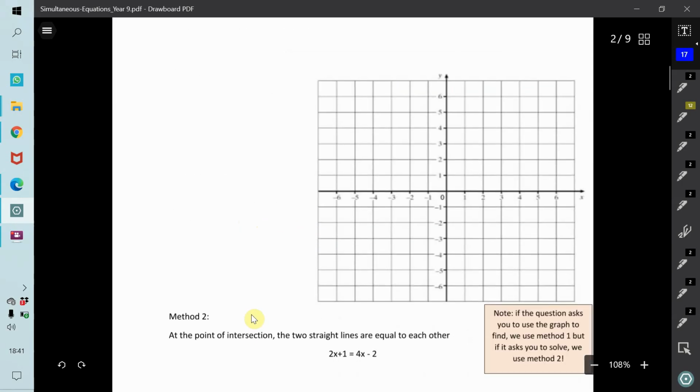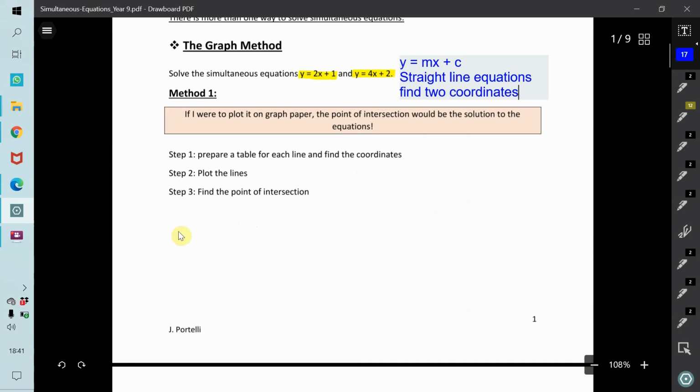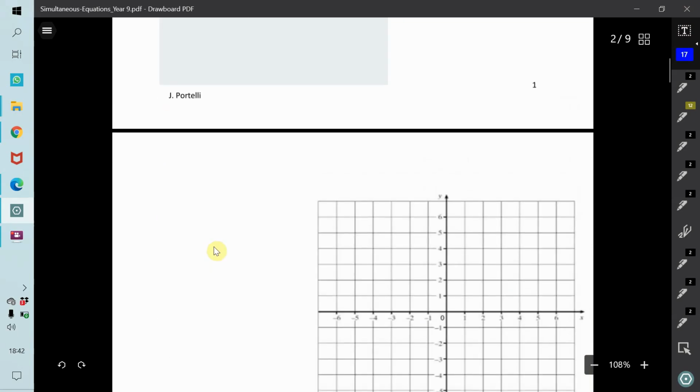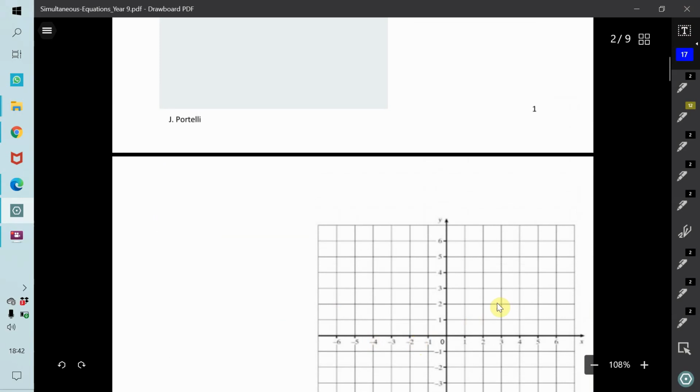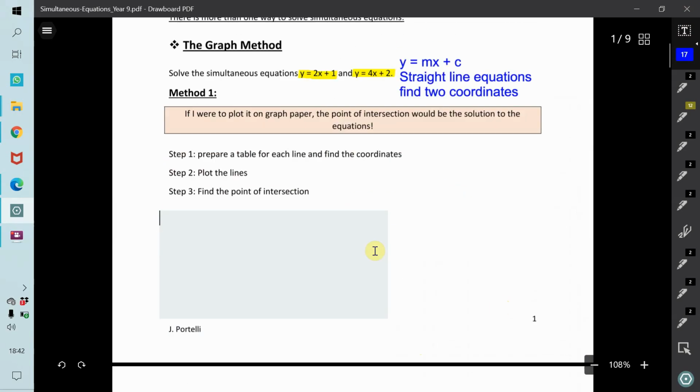Let me create the first table here. Since they're just two coordinates, let me take my x values to be -2 and 2. My first row is -2. I can even take 3 if I want. Let me take 3, 0 and 2.